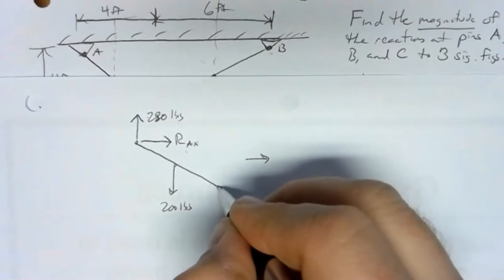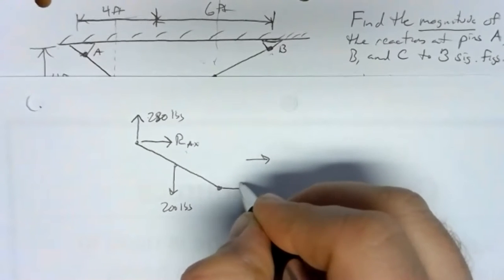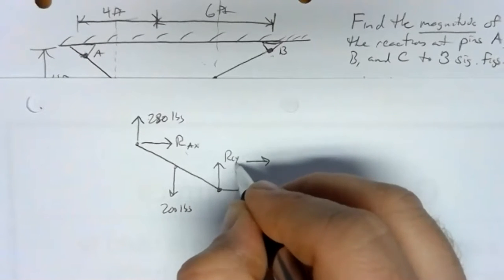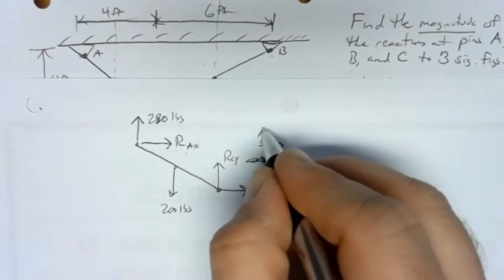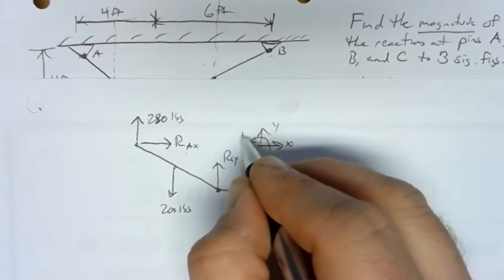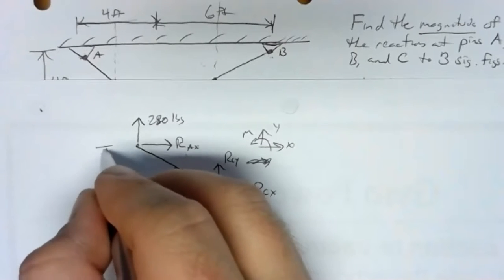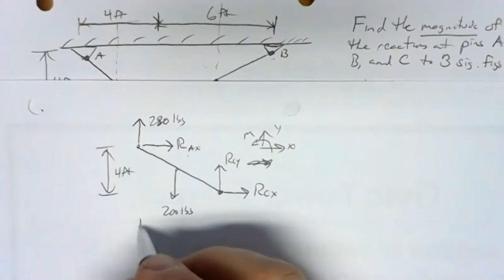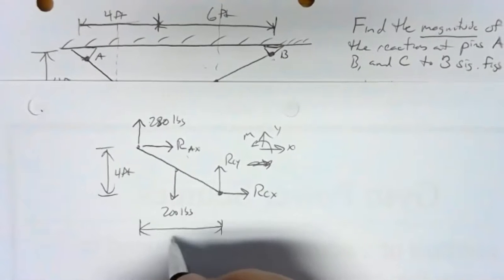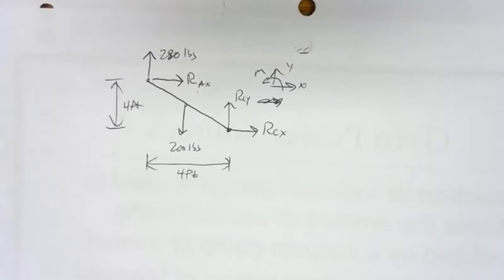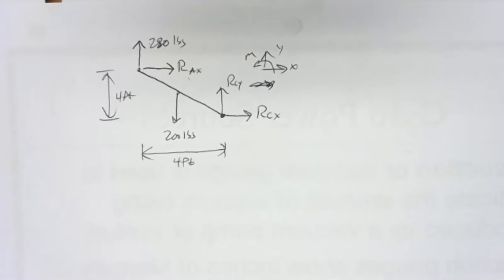Now C, we've never seen before. Haven't used it in a free body diagram, so we'll assume positive RCX and RCY. And we'll draw our coordinate system, X, Y, and counterclockwise moments, and we have 4 feet of height and 4 feet of width. So there's all the geometry we'll need. If we look at it carefully, there are only 3 unknowns. 3 equations, 3 unknowns.